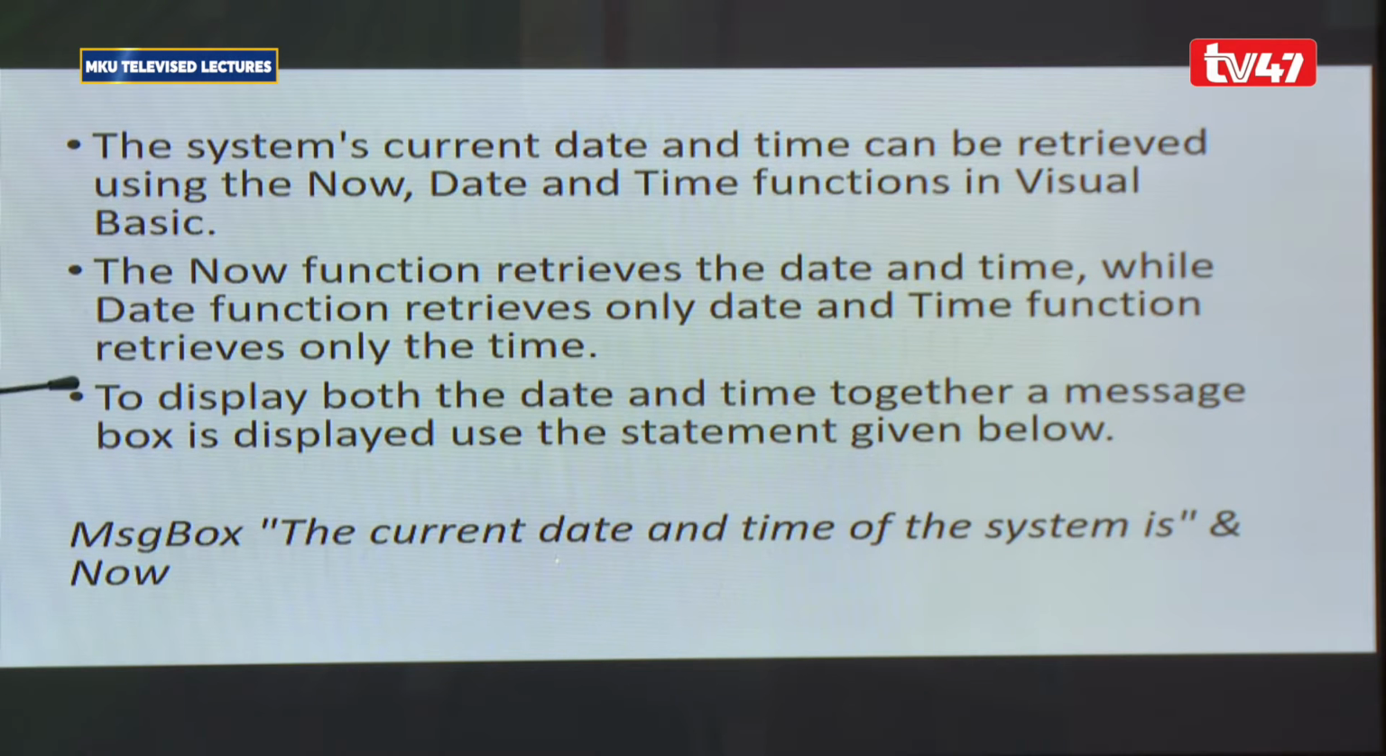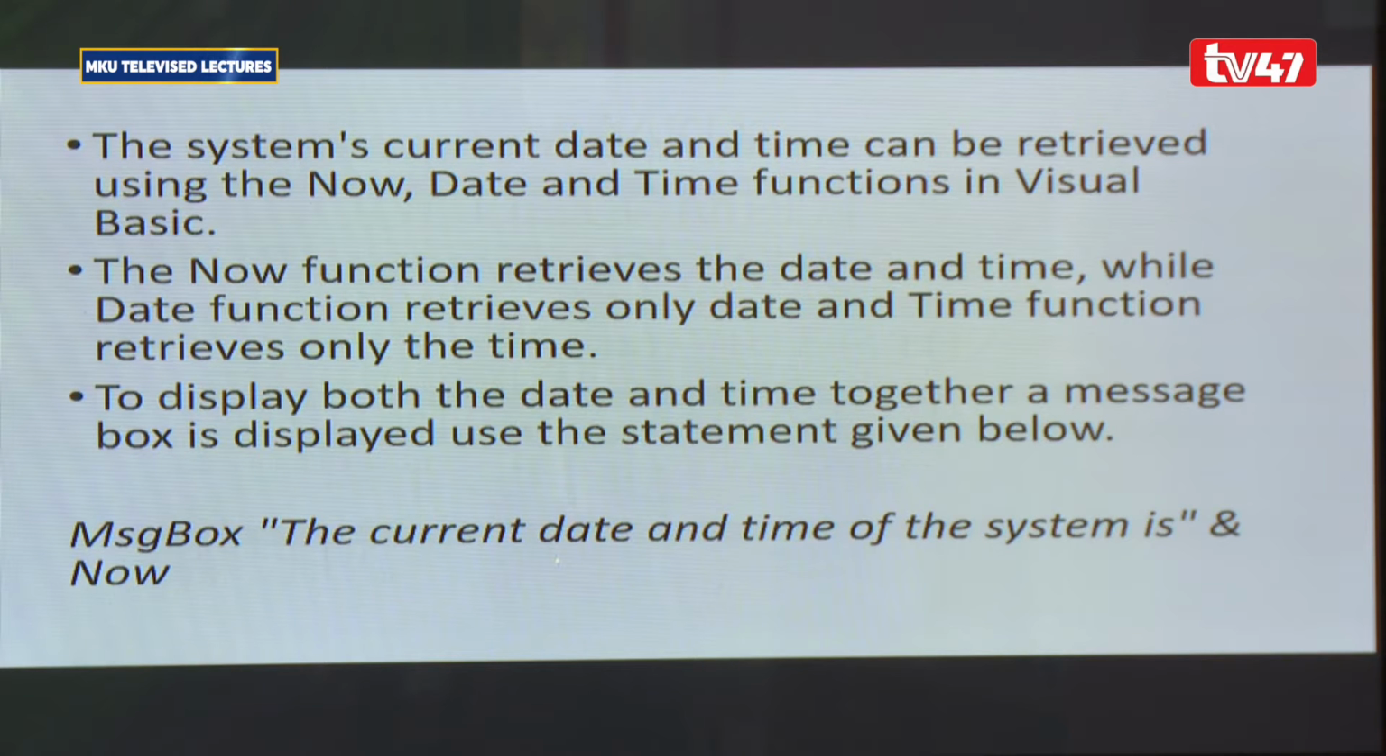So for example, to display both the date and time together, we can use a message box to display that. I have sample code. We have the message box. Later I'll be talking about the message box function. We have the message box, the current date and time of the system is, and I have ampersand now. So this message box, I'll use it to display the current time.